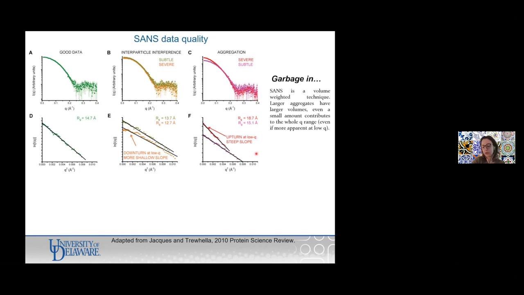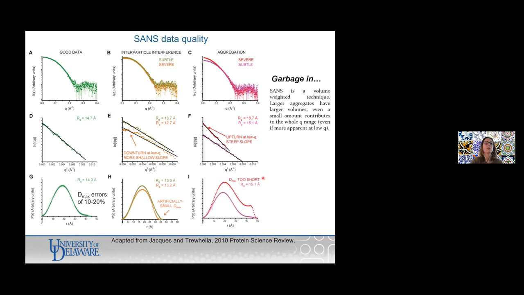So what can you also use to know if you're in this third case and that you're overestimating your Rg? Well, you can also calculate the P(r), the distance distribution. If you have good data, it should be this more or less sigmoidal shape, and you can see this asymptotic decay to zero, as you would expect. Now, the estimate of Dmax typically, even for good data, has errors on the order of 10 to 20%. If you have some interparticle interference, again, it may not be too obvious because you still have a shape that looks kind of okay, but here you're artificially calculating a small Dmax, and you know that because your Guinier plot indicated that there was an issue there.